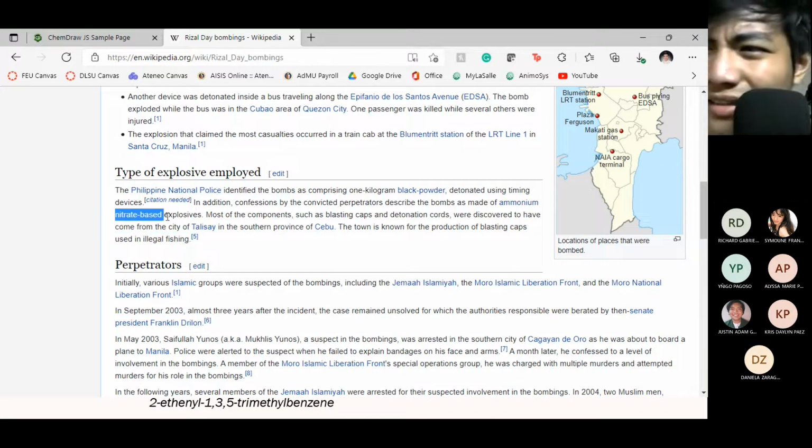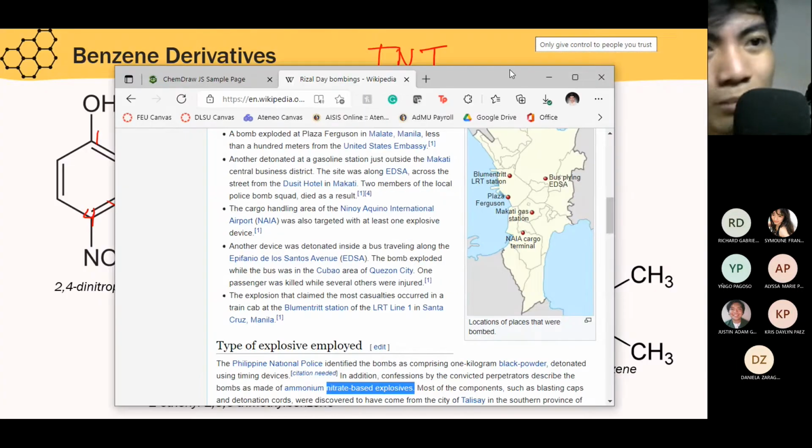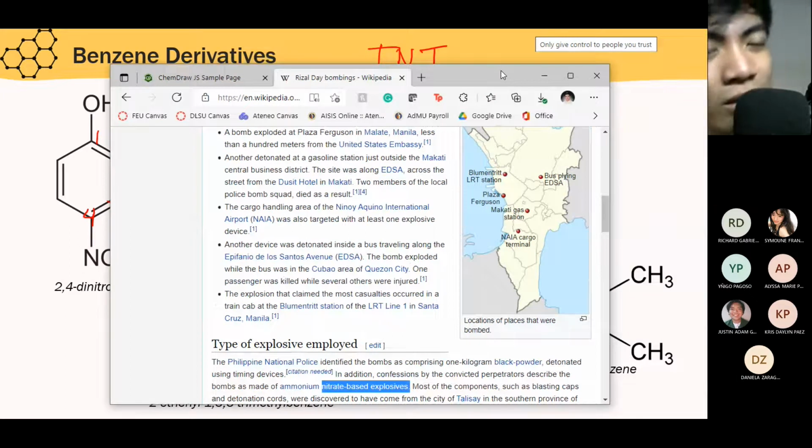ito, basahin nyo, nitrate-based explosives. No? Ammonium nitrate-based explosive. So, usually yun yung powder, no? Na nakalagay sa bote. Pero may tinatawag din tayong liquid bomb. Okay. And yung liquid bomb na yun is yung trinitrotoluene. Okay. So, madali lang siya gawin.